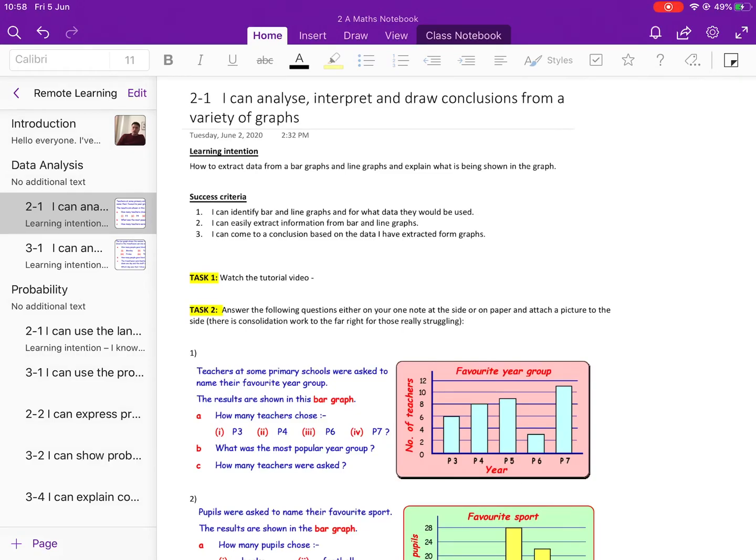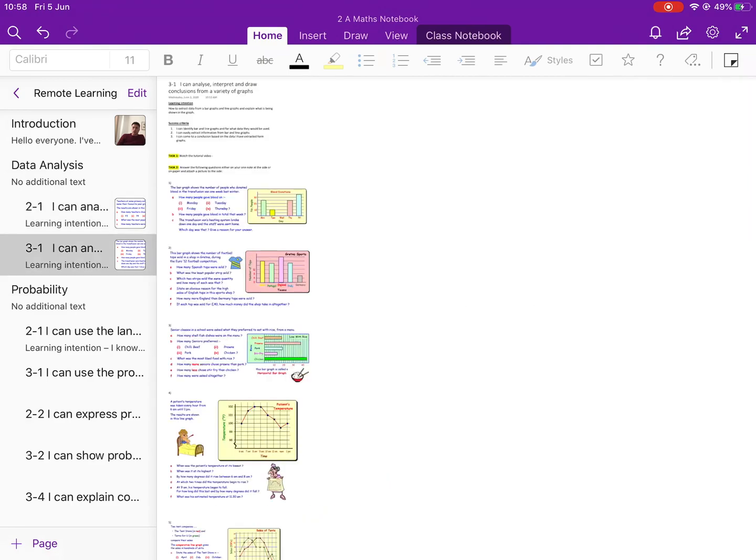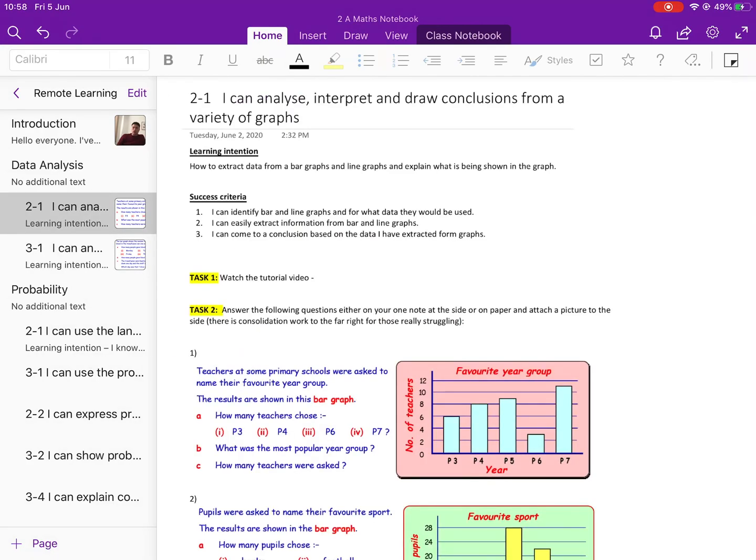Hi there, so this is your first video for your lessons on data analysis. This is looking at things like charts and graphs and tables and different things like that and how we get information from them. So you can see at the side, as usual, it's split into level 2 and level 3, so it's very much up to you which one you want to do.